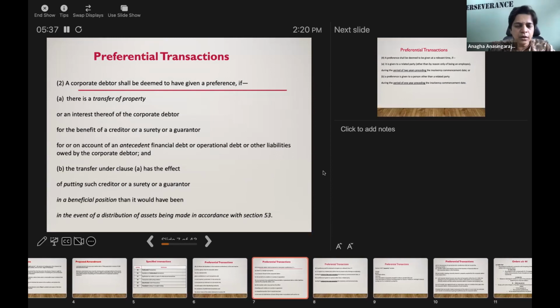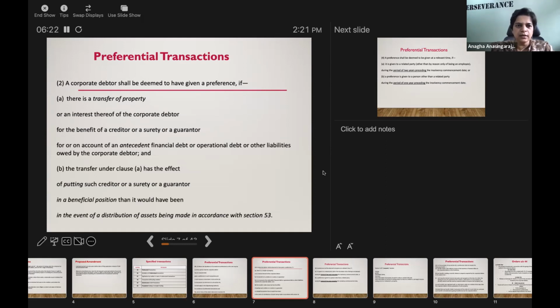Now subsection 2, a corporate debtor shall be deemed to have given preference if. Now all these conditions are cumulative, so we need to show that each of these conditions has been satisfied, then only a particular transaction will be identified as a preferential transaction. There is a transfer of property or an interest thereof of the CD. So that property should be belonging to the CD. There should be a transfer of that property or of the interest in that property for the benefit of a creditor or a surety or a guarantor. So now the benefit should have flown either only to a creditor or a surety or to a guarantor for or on account of an antecedent financial debt or operational debt or other liabilities owed by the corporate debtor.